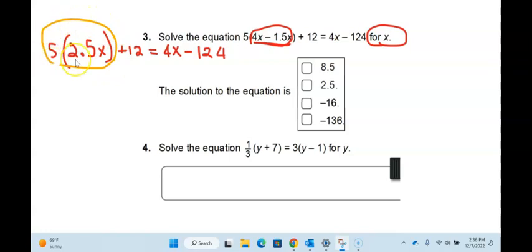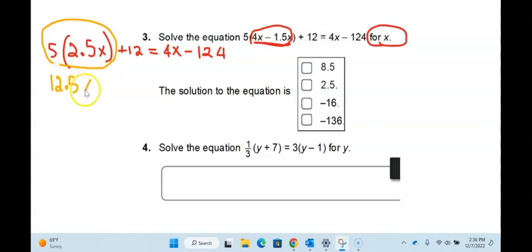5 times 2.5. Does anybody know what 5 times 2.5 give you? What's 5 times 2? What's 5 times 5? So that's become 12.5. Yep. Okay. So think about this. You double the $2, that's $10, and then you take 50 cents and you multiply 5 times. So that's $2.50. So that's gonna be 12.5.